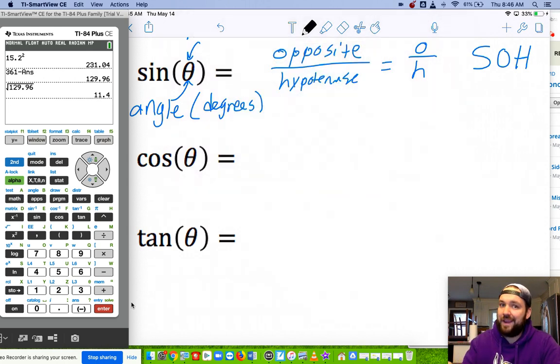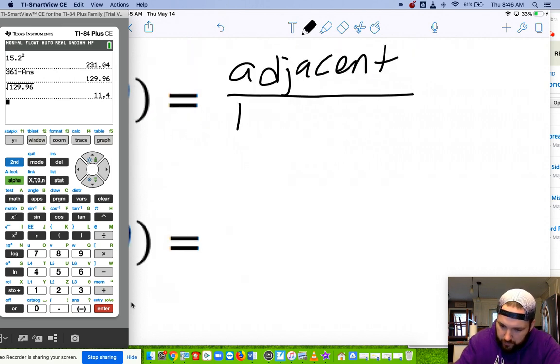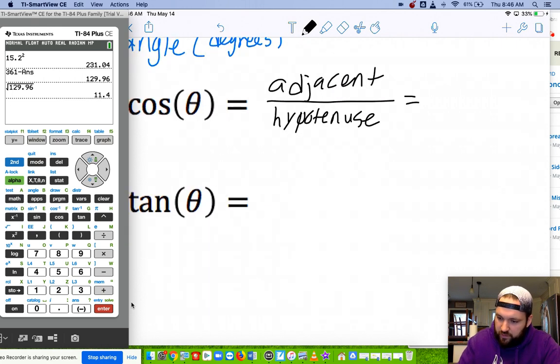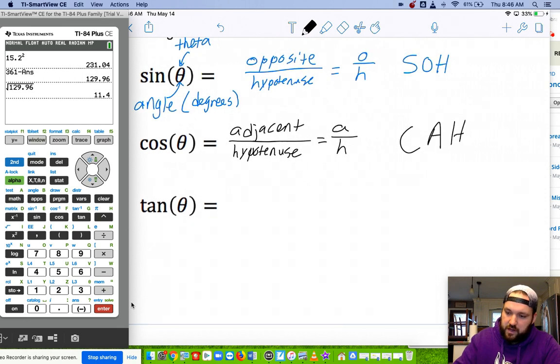Cosine, the cosine of an angle, is defined as the length of the adjacent leg. Adjacent means right next to, so we'll look at that in a minute, divided by the hypotenuse of the triangle. Again, this is often abbreviated A divided by H, which gives you CAH: cosine, adjacent, hypotenuse.